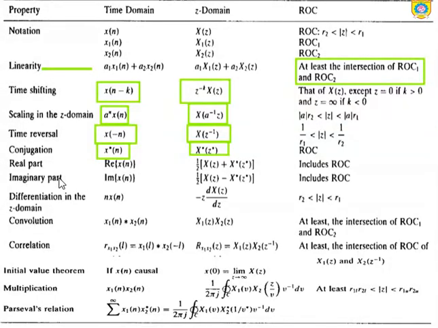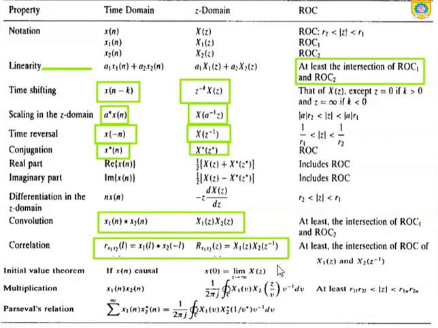Next, real part, imaginary part, and even the convolution is quite important. x1 of n convolved with x2 of n will result in multiplication in the z domain. Similarly, the correlation can be observed here, and the initial value theorem is also there. So this is all about some of the properties of the z transform and its table. This is very important when numericals based on the properties are asked, and we will require all these formulae to solve the numericals based on the inverse z transform. So thank you everyone, thank you very much.